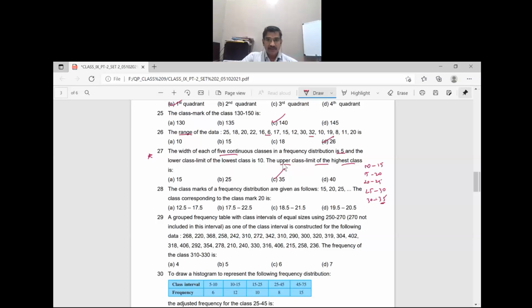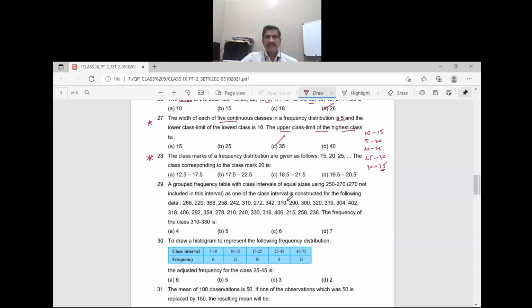Next, question number 28 is also tricky, a little in the same way as 27. The class marks of a frequency distribution are given: 15, 20, 25. These are class marks, which are the average of upper limit and lower limit. The class corresponding to the class mark 20. See, the average of this one, 12.5 and 17.5, becomes 15.